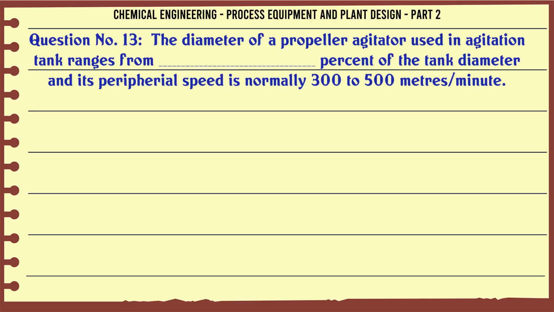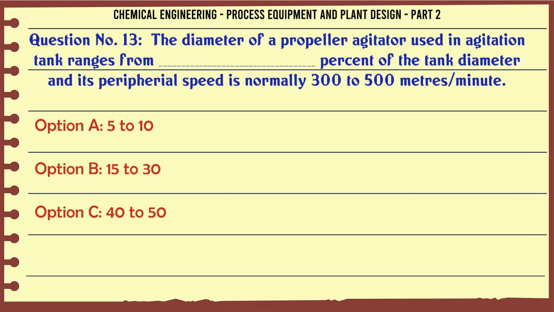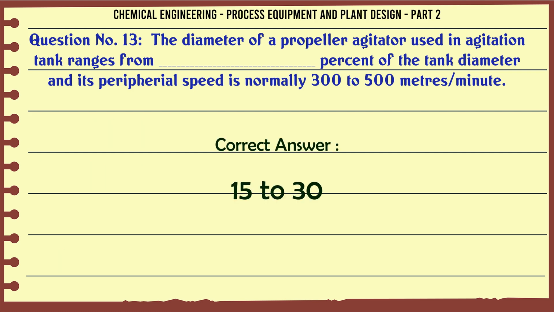The diameter of a propeller agitator used in an agitation tank ranges from blank percent of the tank diameter, and its peripheral speed is normally 300 to 500 meters per minute. A. 5 to 10, B. 15 to 30, C. 40 to 50, D. 55 to 75. The correct answer is 15 to 30.